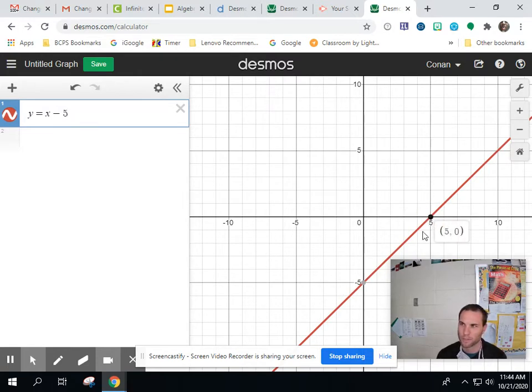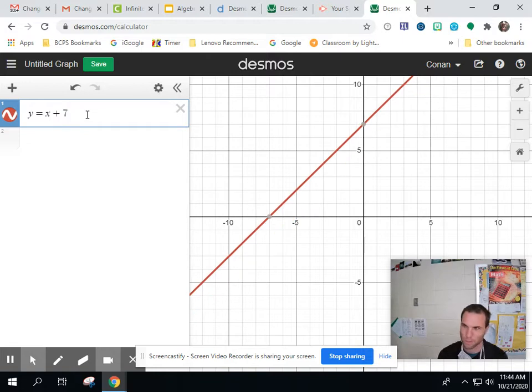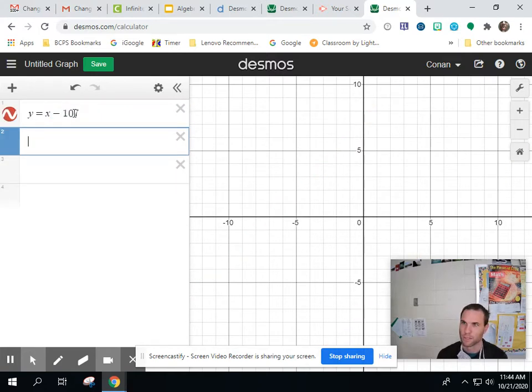So for example, right here, this point 5, 0 at -5, if I said +5, it's going to move it to -5. You can definitely see a relationship. Like if I said +7, you know where it's going to go. It's going to go over to 7. Or if I said -10, you can see it goes over to +10 over here. All right.